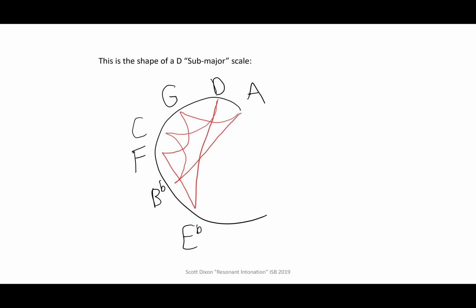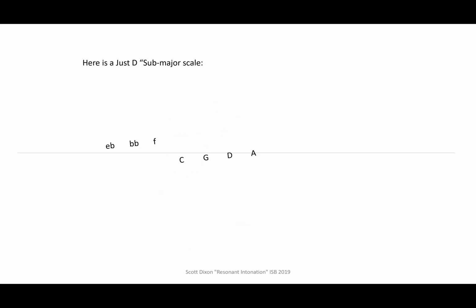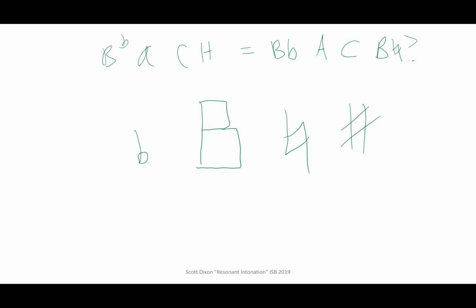Sorry to not be playing it all yet. So this would be the representation of a just D sub major scale. These flats go up above the equal temperament line, while the fifths go down below the equal temperament line. Does that make sense? Okay. This was a reminder for myself to create a slide.